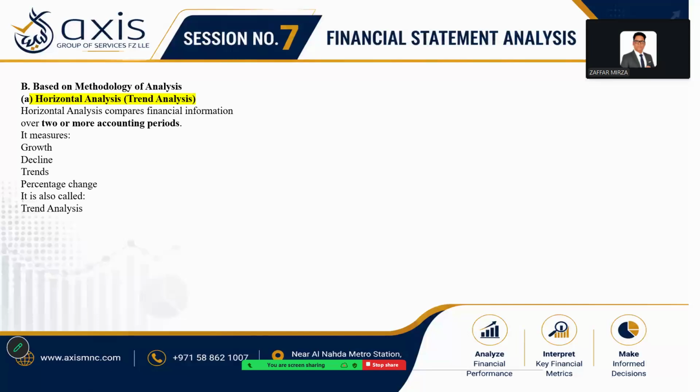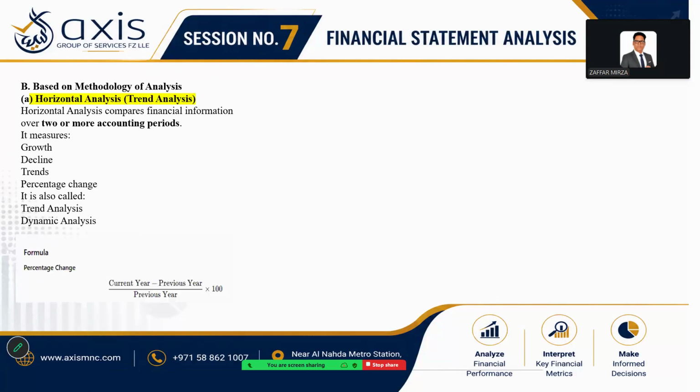First one is based upon the nature of information used: external users and internal users. Second one is based upon the methodology of analysis: horizontal analysis. Horizontal analysis compares the financial information over two or more accounting periods. It measures the growth of the company from year to year, the decline in the company's profits year to year, trends and percentage changes. It is also called trend analysis, or dynamic analysis.